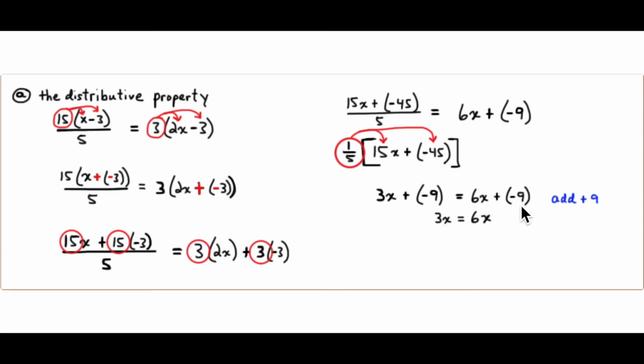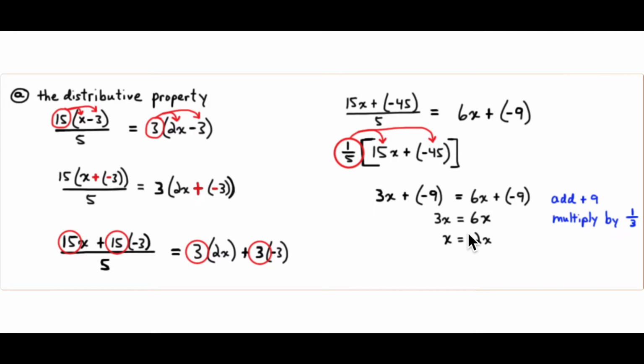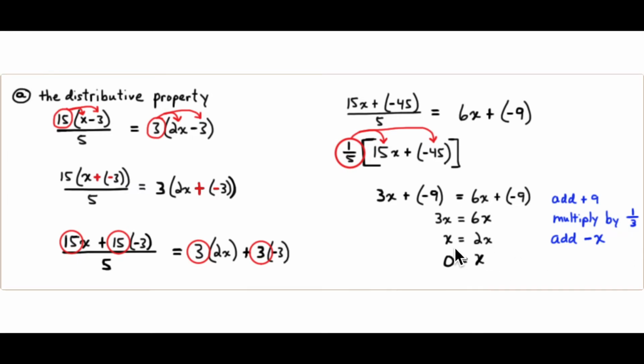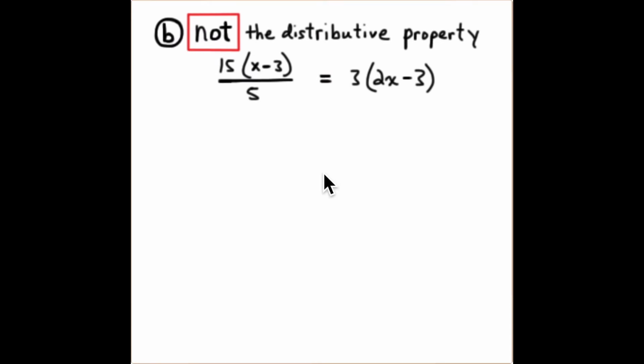Add a positive 9 here. Negative 9 plus positive 9 is 0, equals 6x. Now I can multiply by 1/3. I can get rid of this 3, and this becomes 2x. I can add a negative x. So x plus negative x is 0, and 2x plus negative x is just 1x. So x equals 0. The other strategy is to not use the distributive property, but to simplify the expression.